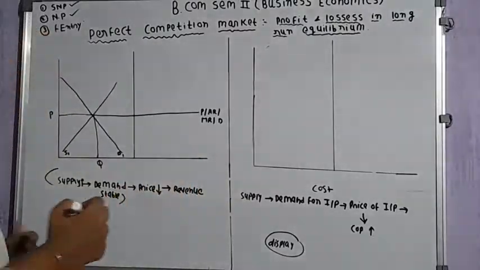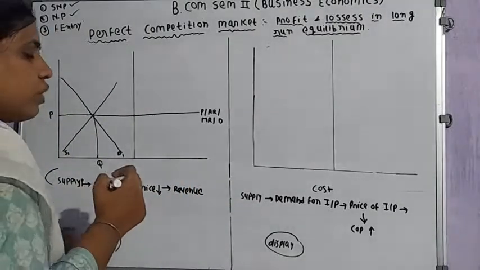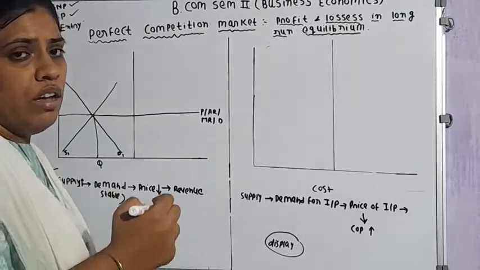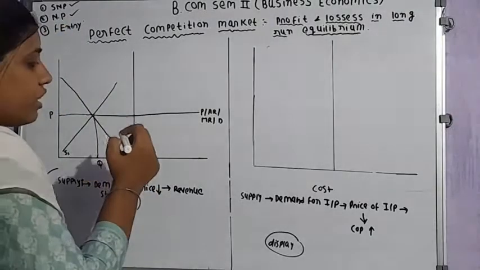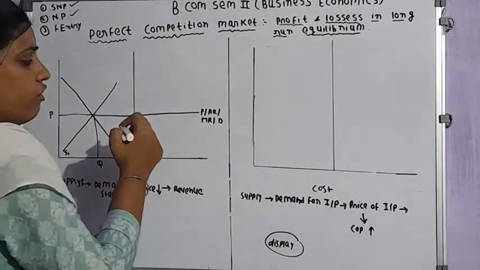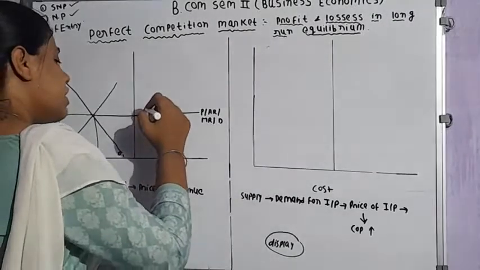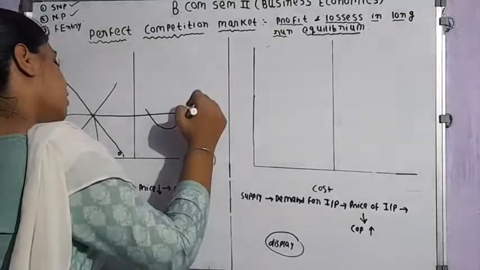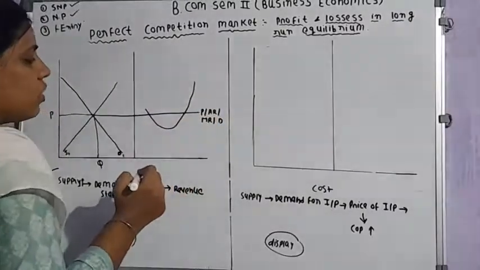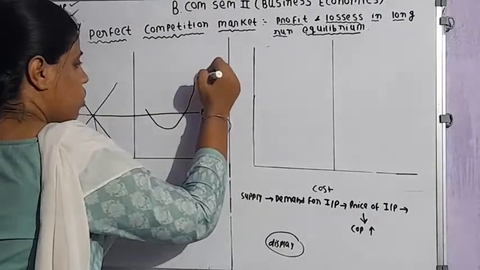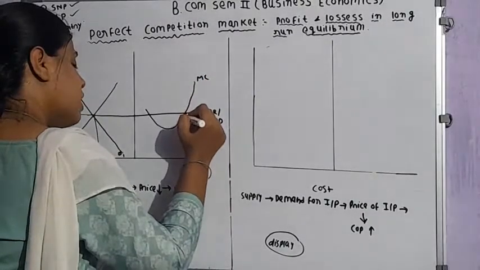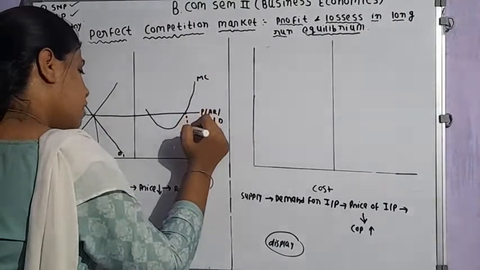Okay, how do we get equilibrium? We get equilibrium when the demand curve and supply curve intersect. Okay, so in case of a perfectly competitive market, for the firm, the marginal cost curve is equal to the demand curve. The upper side of the marginal cost curve shows the feature of the supply curve. Okay, so this has become the equilibrium point for the firm.